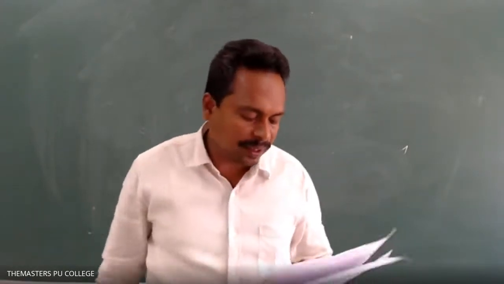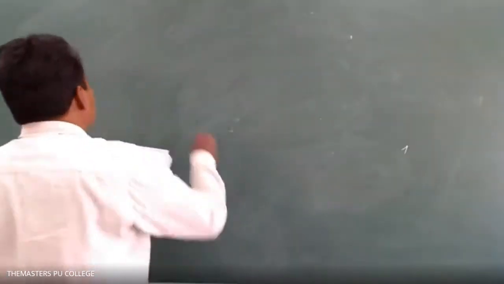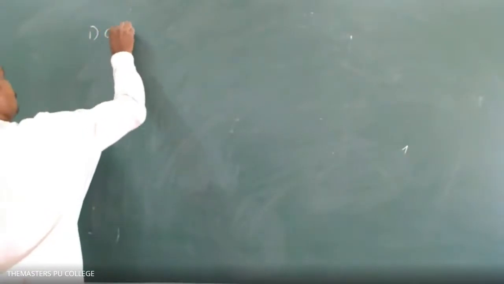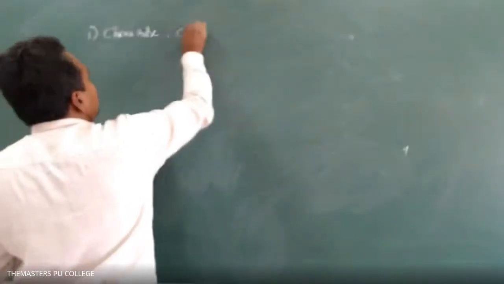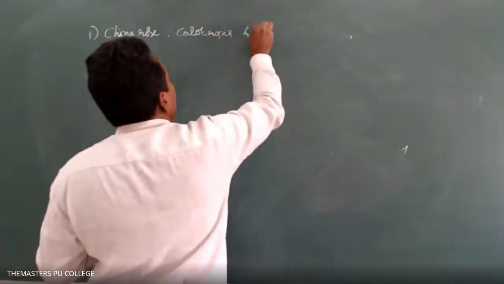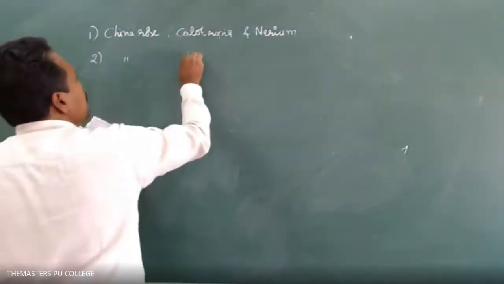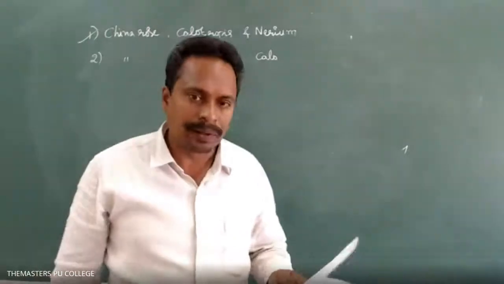Next, 129. Identify the order where plants show alternate, opposite, and whorled phyllotaxy. Option 1 is Cynorhous, Calotropis, and Nerium. Nerium. Very good. Option 1, sir. Nerium and Calotropis. Right. Option 1: Cynorhous, Calotropis, and Nerium.